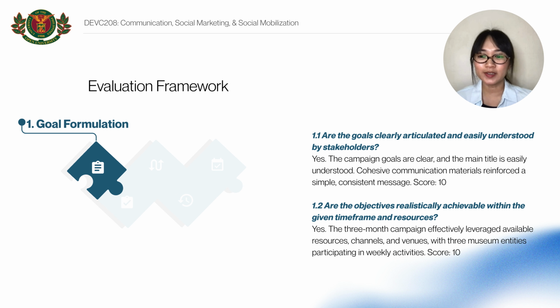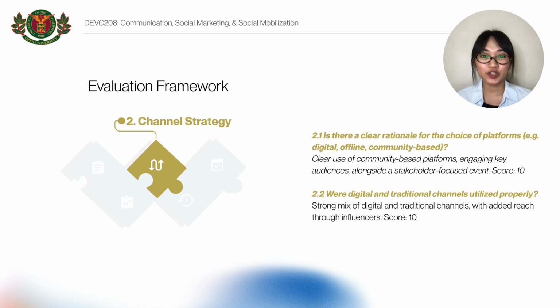So on to the next point, channel strategy, which assesses the appropriateness and effectiveness of the communication channels selected to deliver the campaign messages. So, for question 2.1, is there a clear rationale for the choice of platforms? Yes, there is. The campaign primarily focused on community based activities engaging students, art enthusiasts, and artists through interactive art initiatives. It also included a stakeholder focused event such as the art auction. Overall, each platform served a clear purpose and communication channels were used effectively. So my score for this is 10.